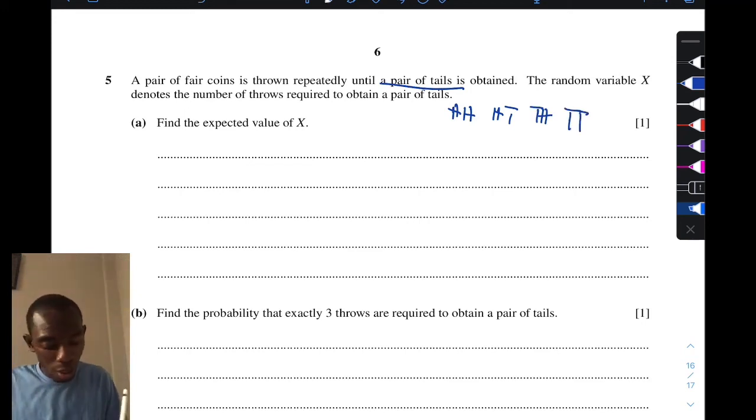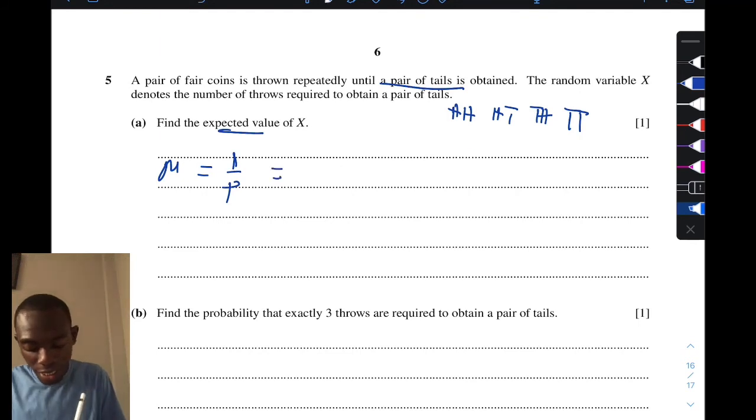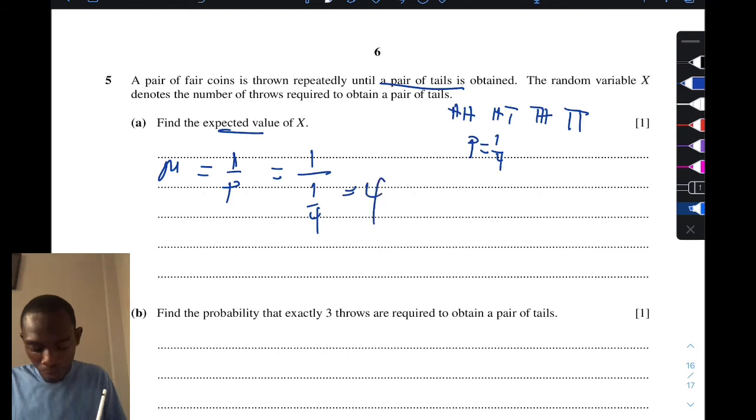It wants us to find the expected value of x. That means the mean of x, and the mean is 1 over p. We know that p is 1 over 4. Therefore, we have 1 over 1 over 4, giving us 4 for your 1 mark.